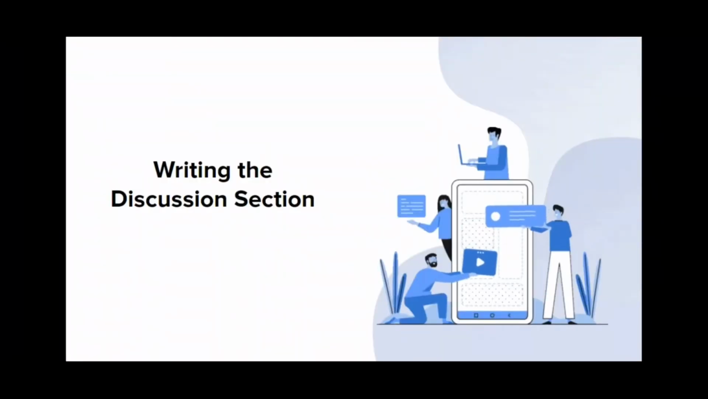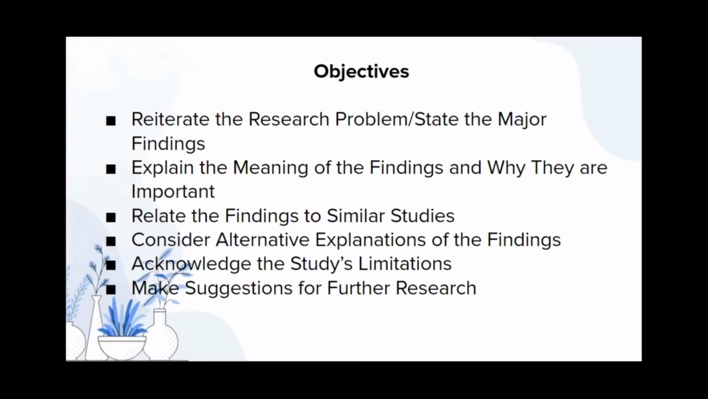Now let's go to the writing of the discussion section. First, let's have the objectives. Reiterate the research problem or state the major findings. Briefly reiterate the research problem or problems you are investigating and the methods you used to investigate them. Then move quickly to describe the major findings of the study. You should write a direct, declarative, and succinct proclamation of the study results, usually in one paragraph.